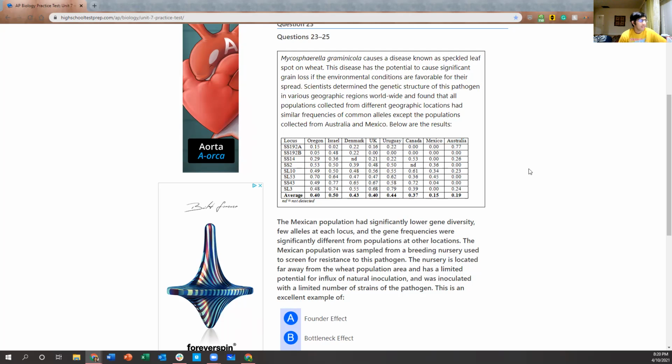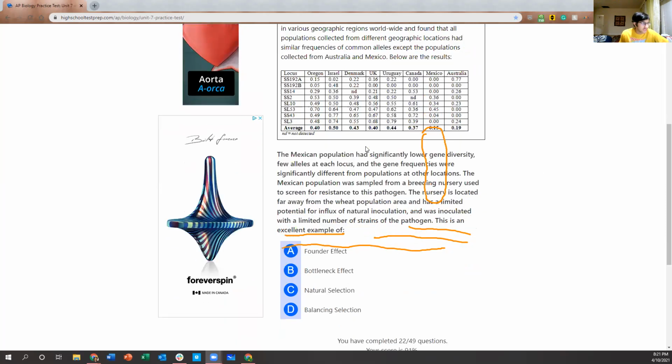Okay. The Mexican population here. So this is actually measuring genetic diversity, I believe. So it had lower gene diversity. We're looking at Mexico: lower gene diversity, few alleles at each locus, and the gene frequencies were significantly different from populations at other locations. The Mexican population was sampled from a breeding nursery using the screen for resistance to the pathogen. The nursery is located far away from the wheat population area and has limited potential for influx of natural inoculation. It was inoculated with a limited number of strains of the pathogen. Wow, this is a pretty hefty question.